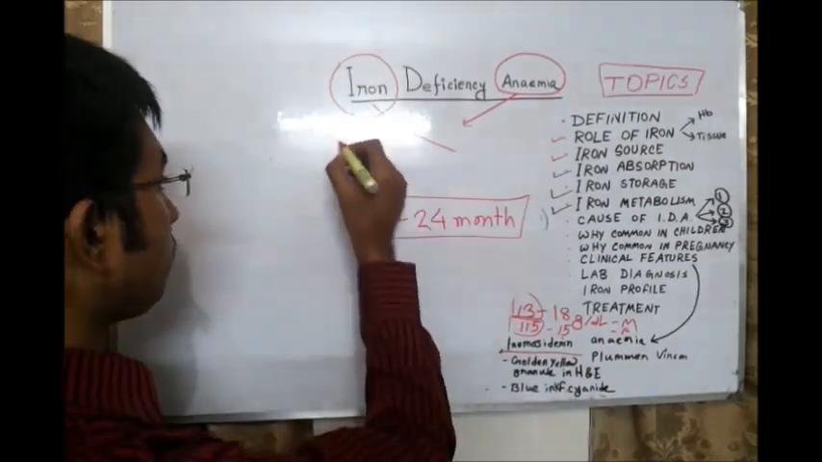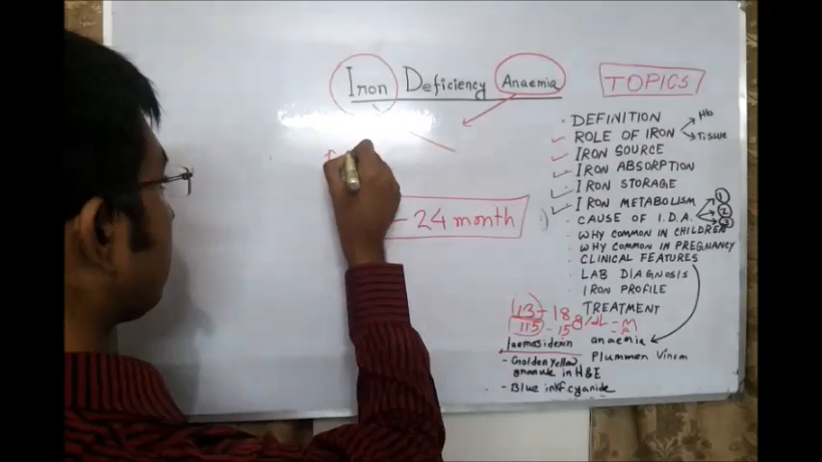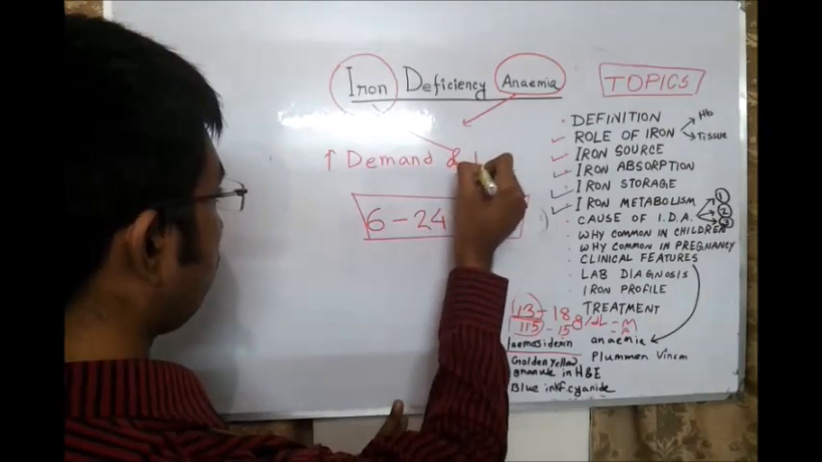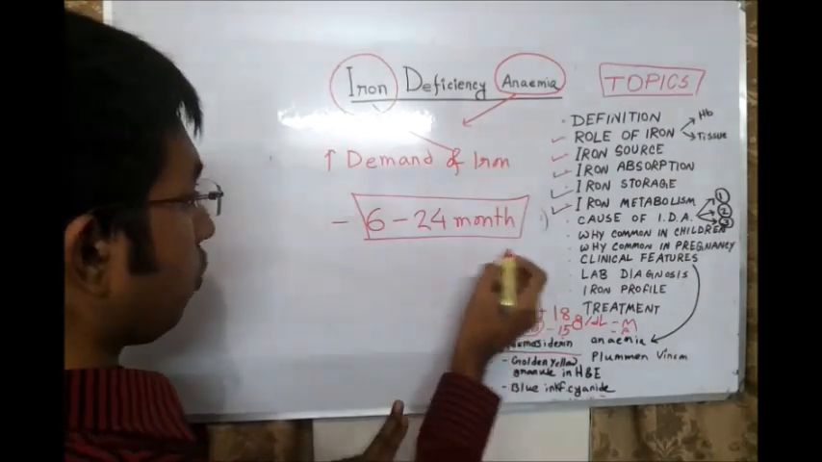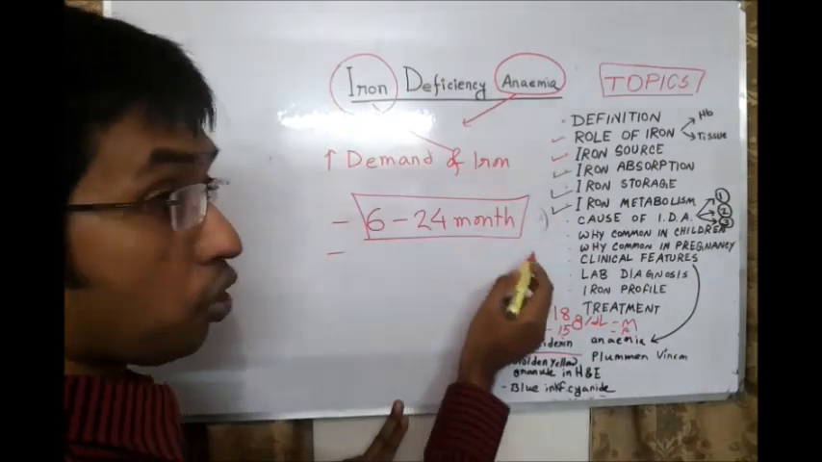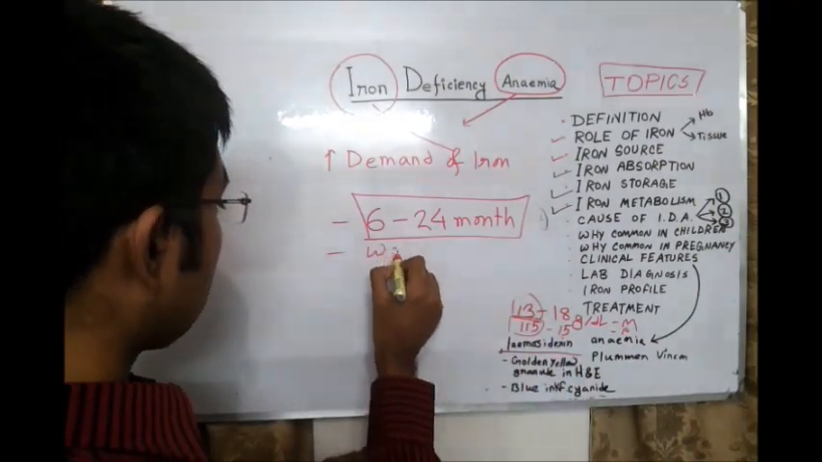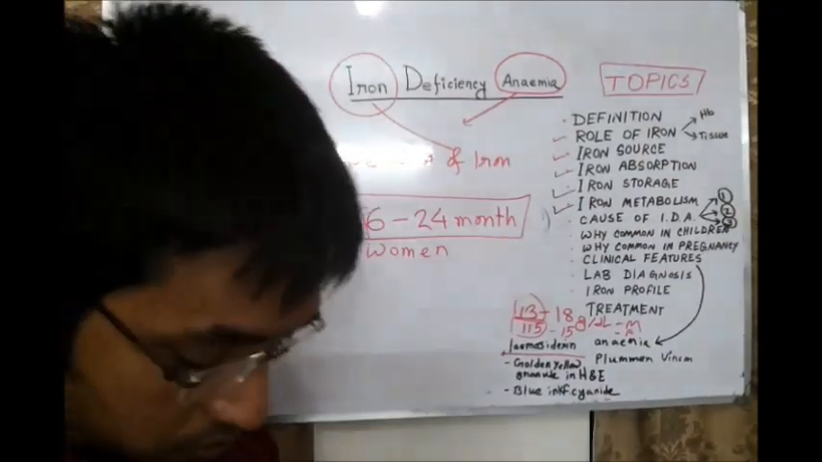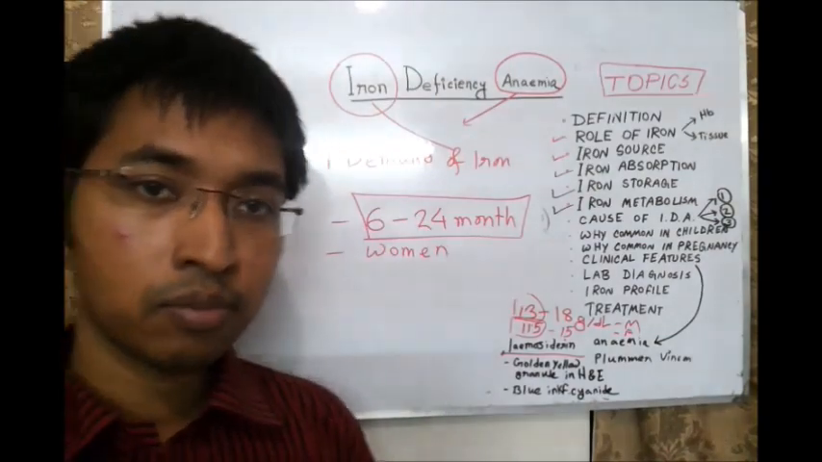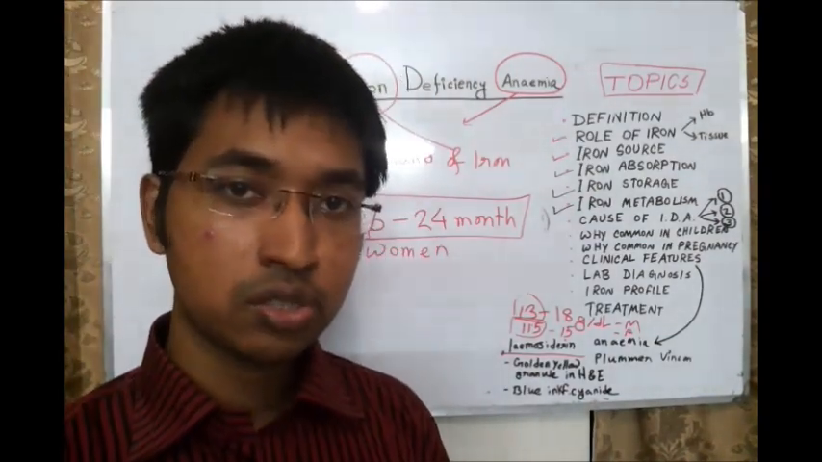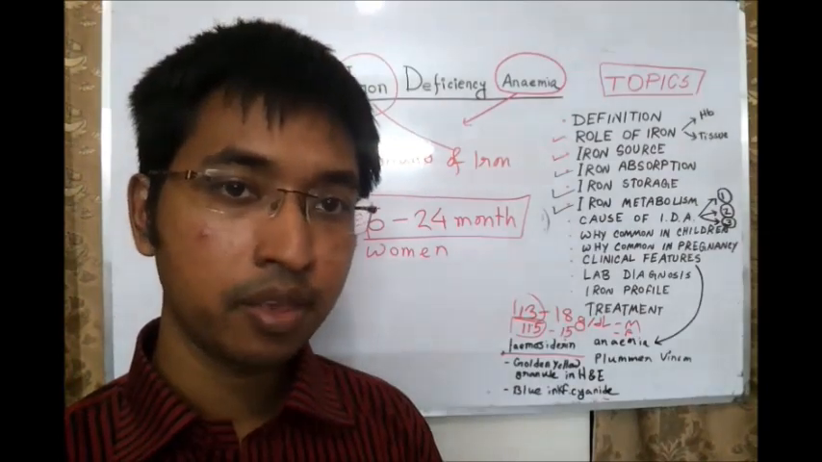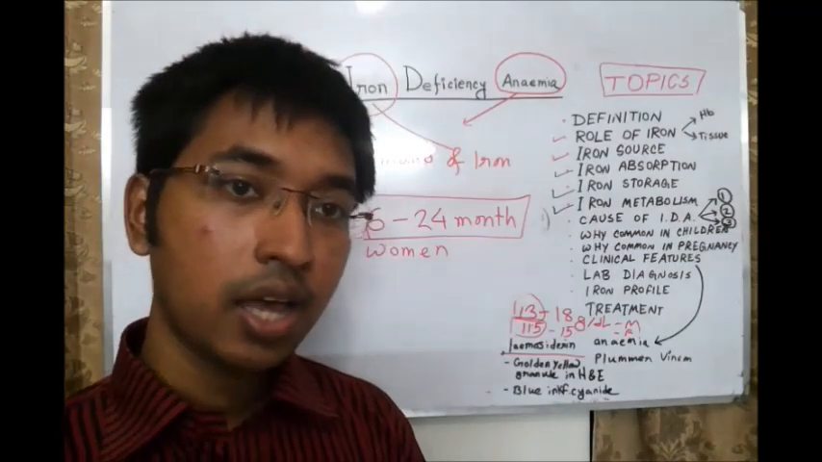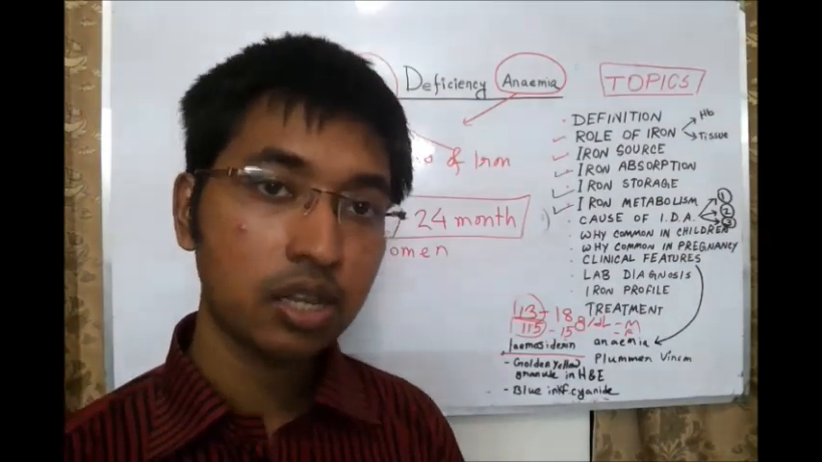So the first cause of iron deficiency anemia is increased demand of iron. That can occur in children, especially from 6 to 24 months, and that can occur in women in their reproductive ages. Why? Because there are a lot of reasons. One reason is menstruation. In every menstrual cycle, females are losing a certain amount of blood and also a certain amount of iron inside the blood.